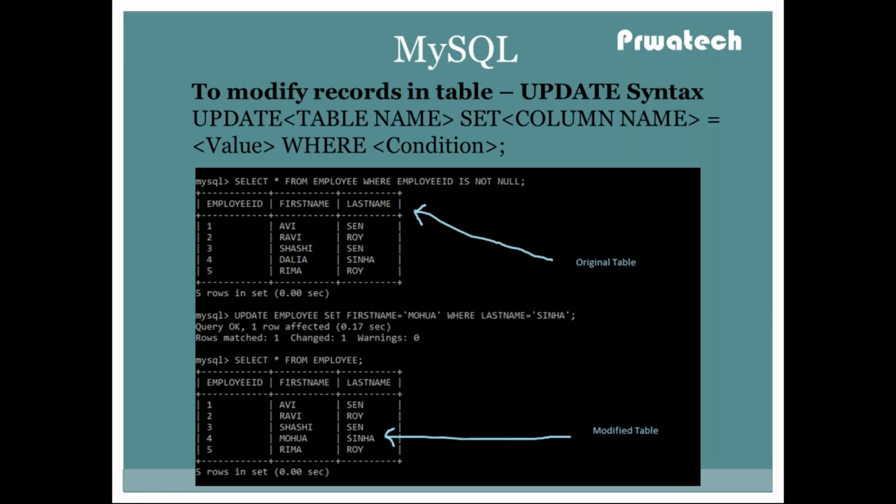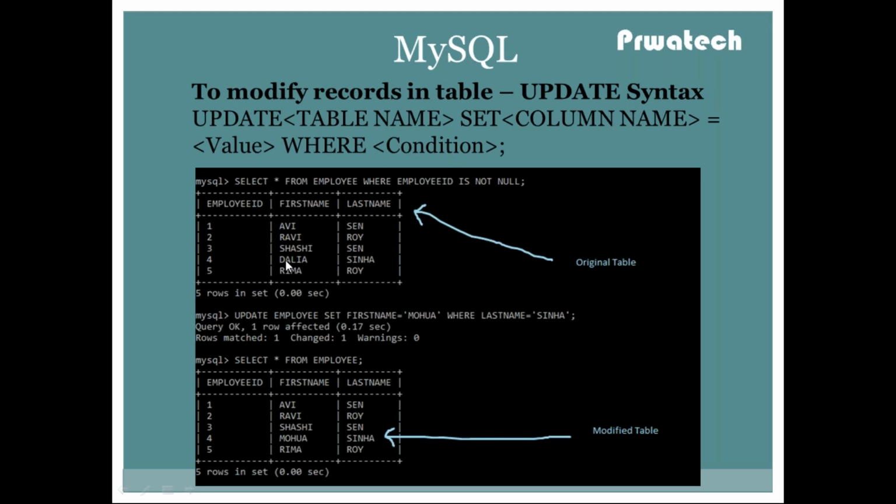Now we will learn how to modify records in a table. For the same, we use the keyword UPDATE. The syntax is: UPDATE, table name, then the keyword SET, then we put the column name, then we put the value, and then we put WHERE followed by the condition and then the semicolon.